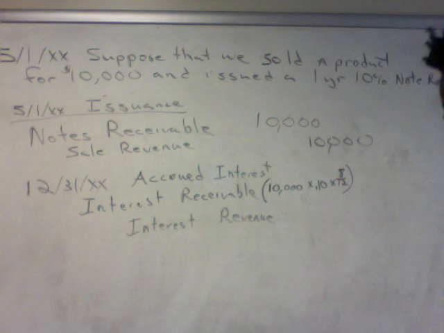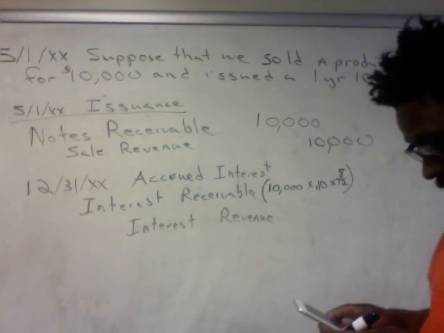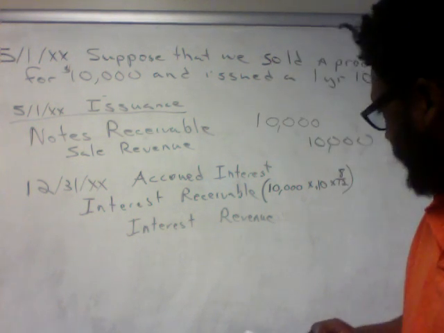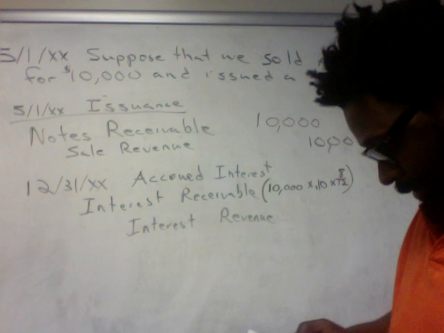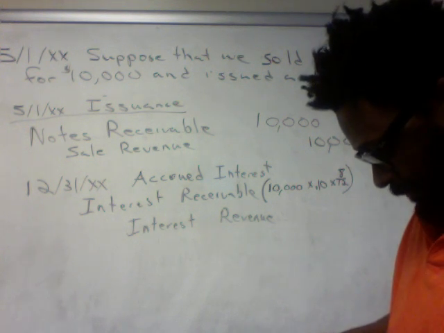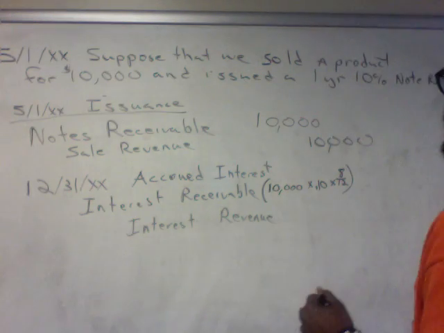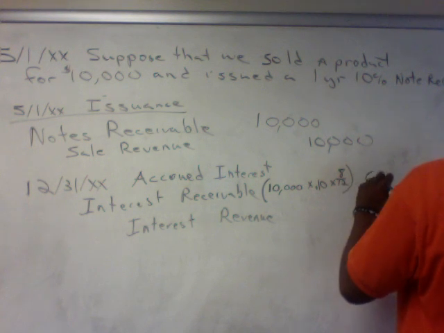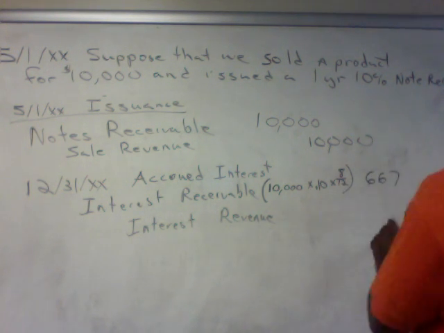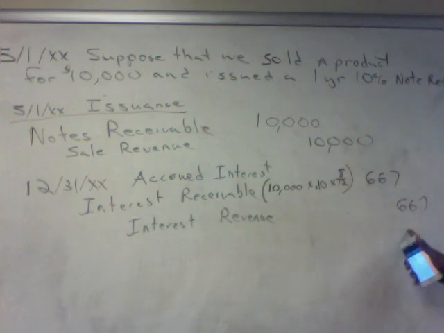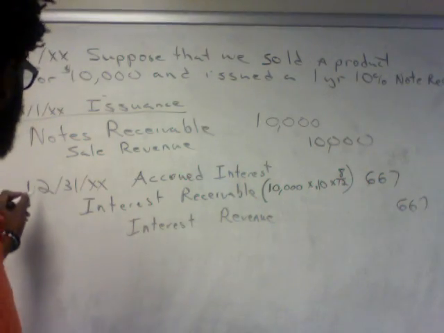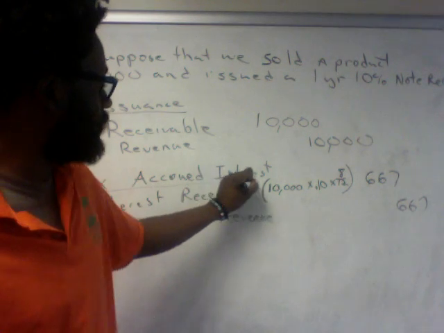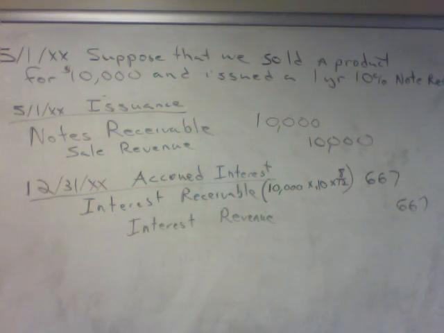So, I need my phone because I don't know what this is. Well, I could do it, but I just want to, let's see. So, 10,000, that should be $1,000 times 8 divided by 12. I have 667. Let's just round up. $667. Okay? And so that's going to be our year-end accrued interest journal transaction.